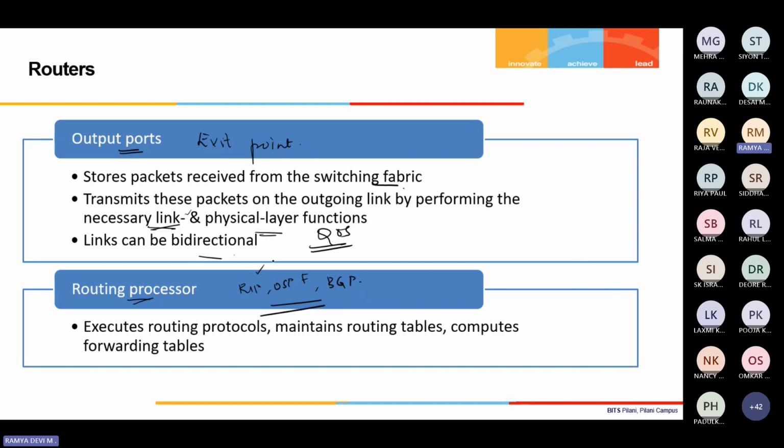So why is the routing processor important here? It helps the router adapt dynamically to topological changes, together with failures as well as congestion. It ensures packets always follow the most efficient path across the network. It also communicates with the routing processors in other routers to exchange routing information. Fine.